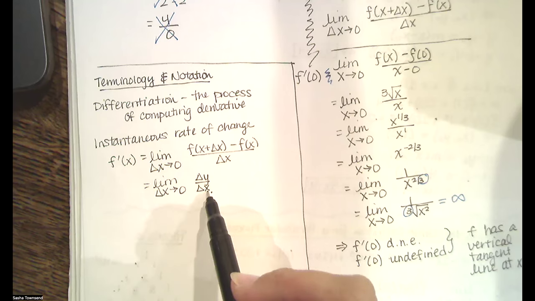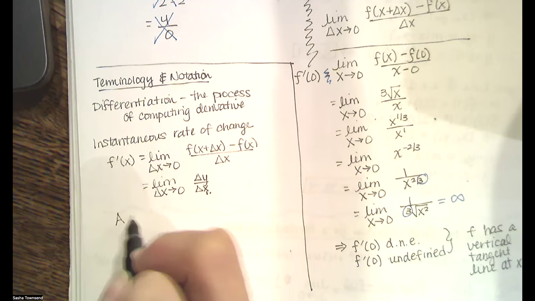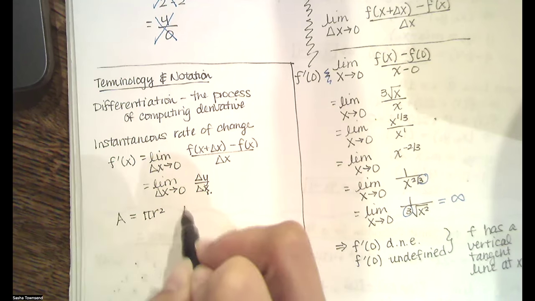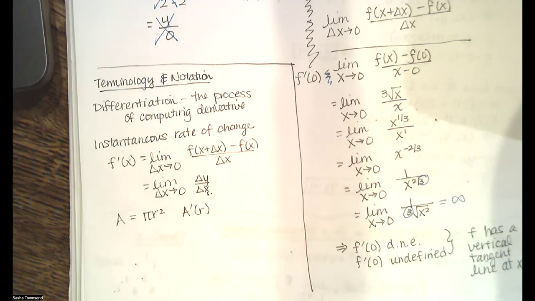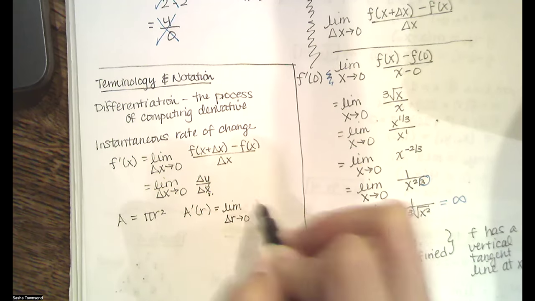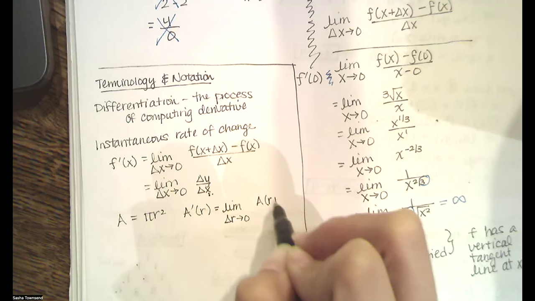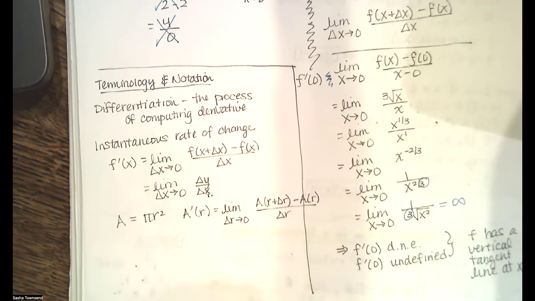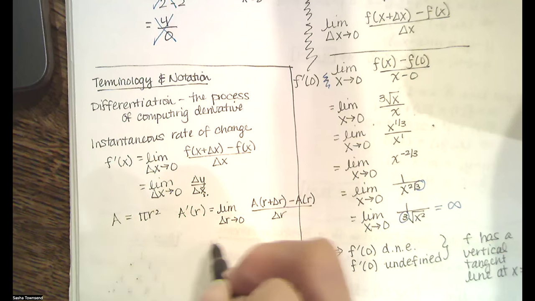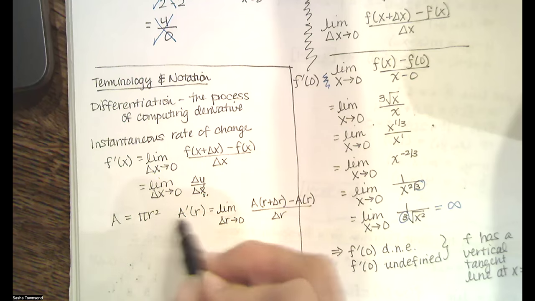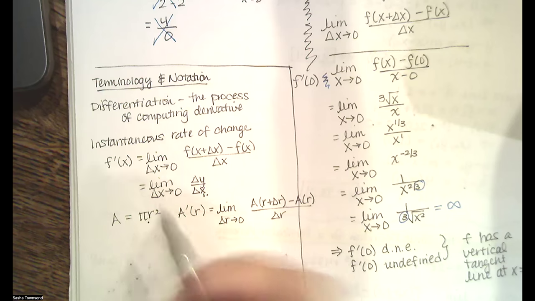How fast y changes as x changes. But you might be interested in something like the area of a circle, that's pi r squared. You might be interested in the instantaneous change in the area of the circle as the radius changes. We could compute that by using the limit as delta r goes to zero of A evaluated at r plus delta r minus A evaluated at r, all divided by delta r. So we could compute that ourselves. We also have the opportunity to compute that at a particular value, but this will give us a formula for the instantaneous change in area of a circle as the radius changes.